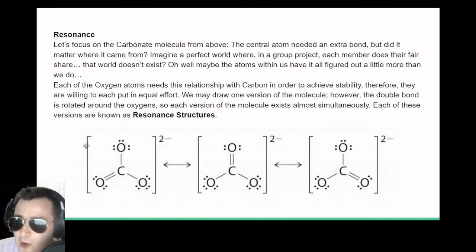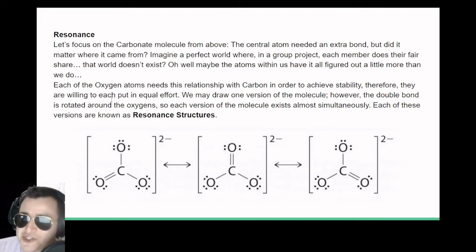Resonance is when you have multiple ways to draw something. They all technically exist. And so then we get into another term, which is on your notes, called bond order, which is effectively, what is the average amount of bonds in every atom present? Bond order is how many bonds you have, right? If you're a double bond and you're always a double bond, you have a bond order of 2.